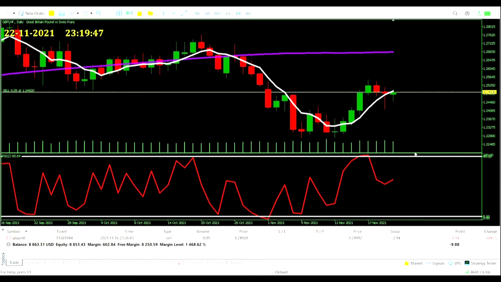Day 41, and it's pretty poor for our pound Swiss franc because we are going to have to close it down. Price is below the 5-period moving average, but it's only just below it, and we're going to be closing it down for what looks like it'll be about a $10 loss. Let's hit that X and be done with it.